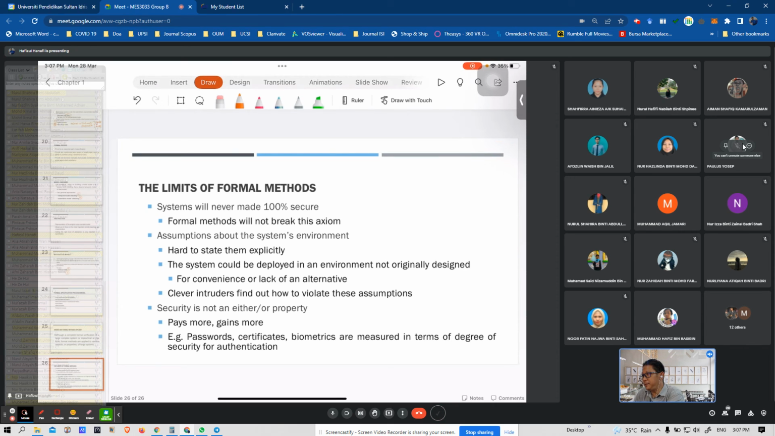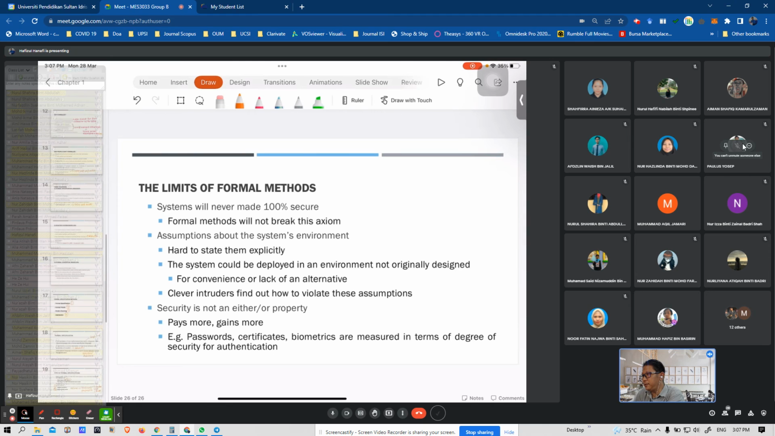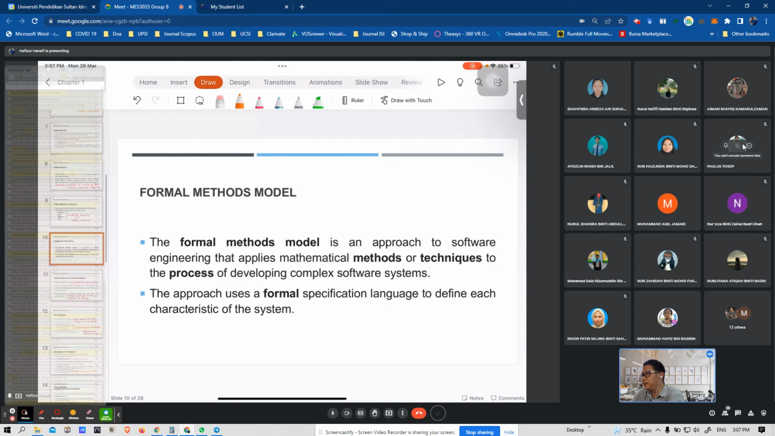Okay, I think that's all for today. Do you have any questions? Ada soalan ke setakat ni untuk introduction of formal method?